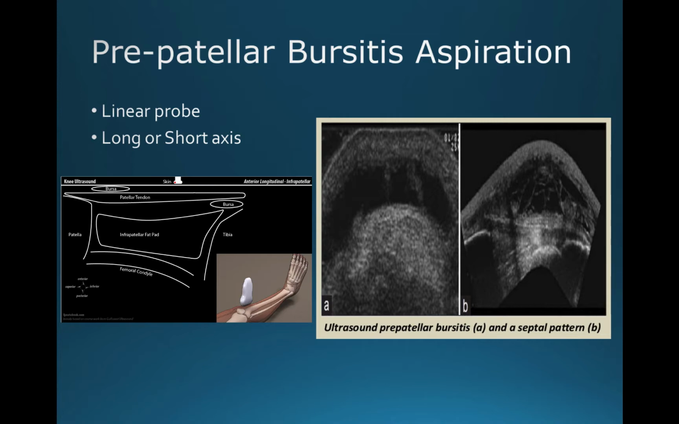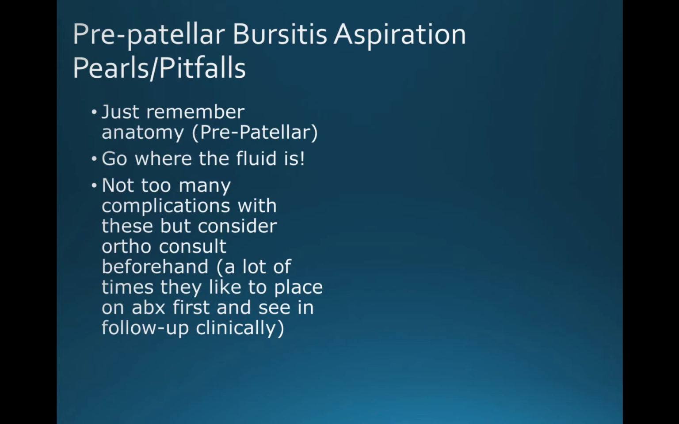A prepatellar bursa aspiration. Put the probe right on top of the kneecap, come from the side, and aspirate. Very easy to do. I'm going to use a linear probe, and I will go long or short axis in this view. Some pearls and pitfalls.